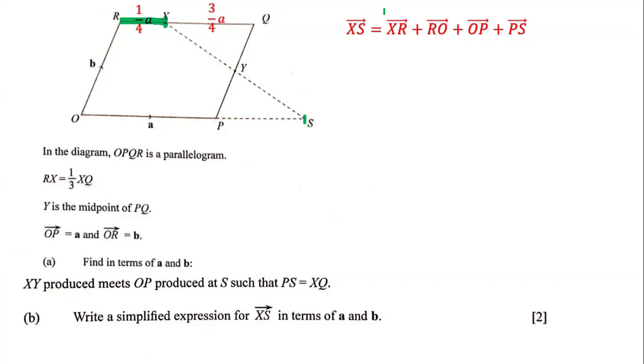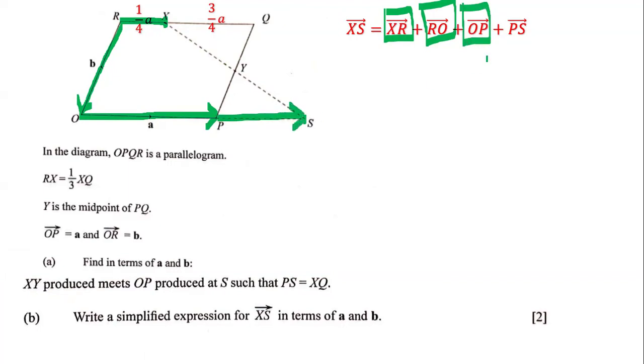That's why we have XR here. Next, we're going to go from R to O, in this direction. So that's R, so we have RO here. And we're going to go from O to P. That's why we have OP here, all right? And we're going to go from P to S. That's why we have PS here. And that is why XS is equal to XR, RO, OP, PS added all together. Okay, so that's how we get that idea.